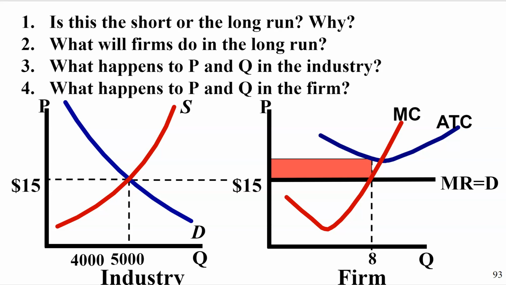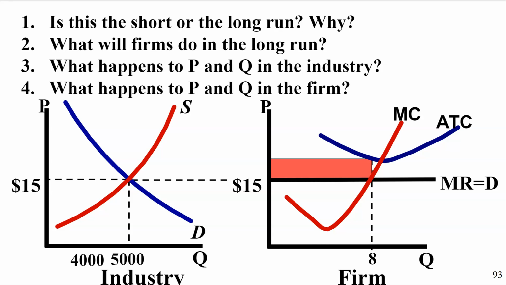So it is short run, because here again, ATC is not meeting MR at its minimum. So what are firms going to do in the long run? In order to get us back to long run, firms are going to leave the market. In this case, notice MC equals MR determines the quantity, and the costs exceed the revenues, meaning there's a loss here. People are losing money, thus the red box. In economics, red is usually not a good color. It means you're losing money. And green, good color, means you're making money. Red usually means you're losing money.